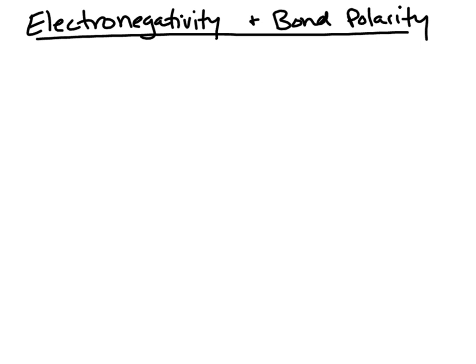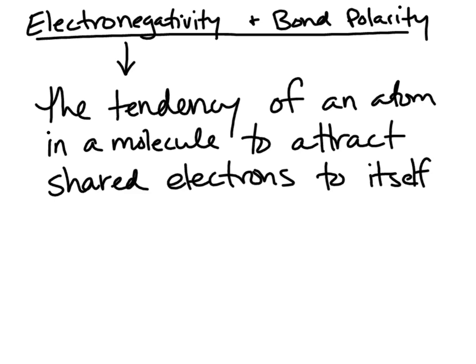Okay, this video is on electronegativity and bond polarity. So first thing we're going to do is define what electronegativity is, and that definition being the tendency of an atom in a molecule to attract shared electrons to itself. So these shared electrons obviously are going to be within a bond, okay, within a covalent bond.